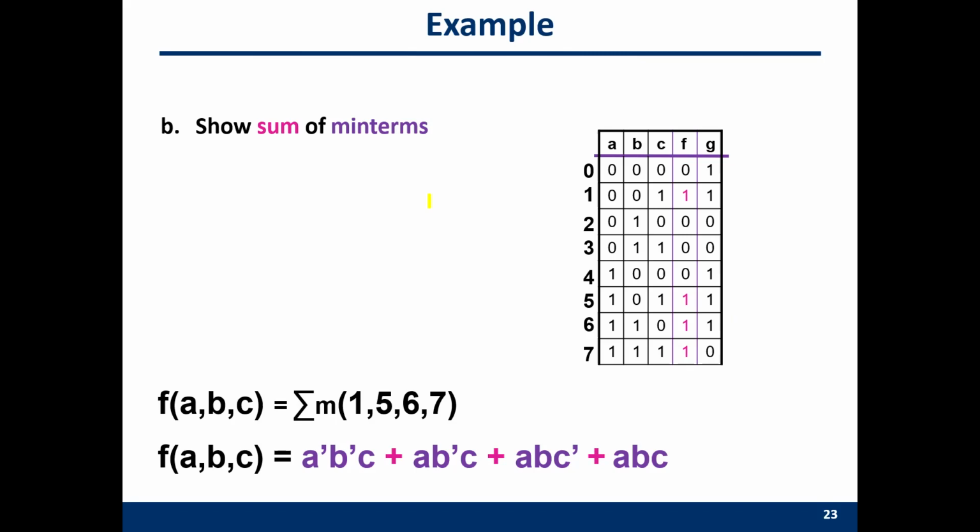Because A and B are zeros, we write the complement of A and the complement of B here. Because C is a 1 in this row, we just write C here. This is the first term. You can use the same method to write the other terms.